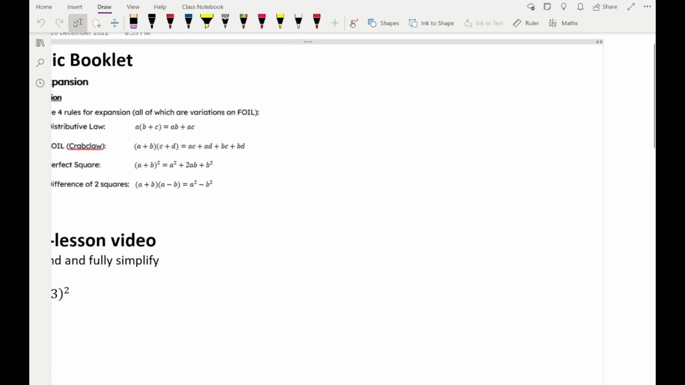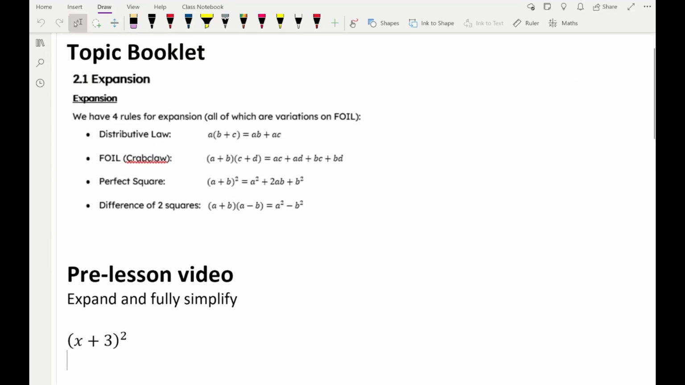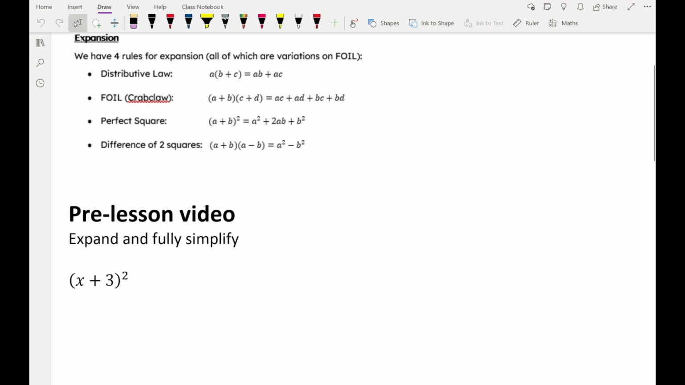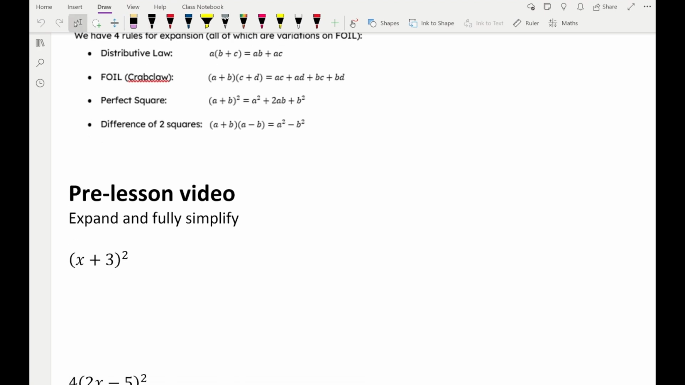So we're going to continue our journey with expansion here, and we saw the distributive law and FOIL last time. This time we're going to look at perfect square and difference of two squares. Now perfect square, you can do it with FOIL, but there's a quicker way to do it using perfect square. So I'll show you the perfect square version of this.